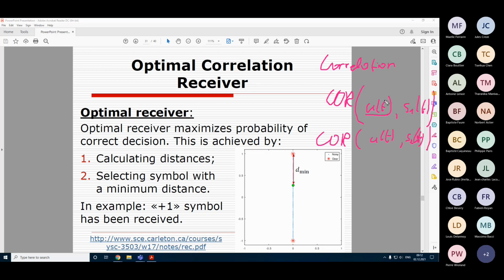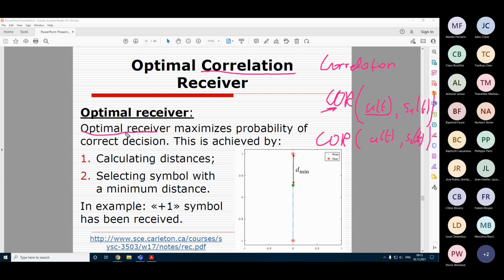Whichever correlation is higher, that signal was meant to be sent. So the logic is pretty simple and straightforward. We only need to find out how to calculate this correlation, and that's it. So that's how the optimal receiver works. Actually, it's called the optimal correlation receiver for that reason, because it calculates correlation. And there is also the optimal matched filtering receiver, which we'll discuss next week. And we'll actually have one more practical exercise next week as well, and that will be related to optimal correlation receivers.